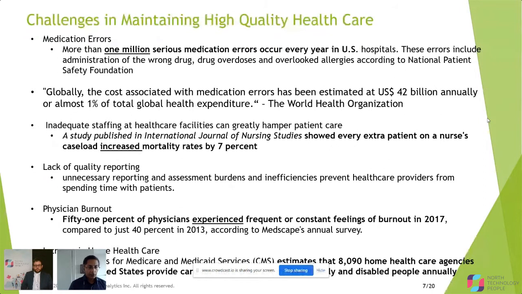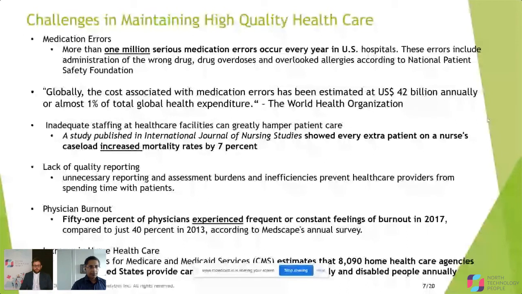Inadequate staffing. We know that the healthcare system is inadequately staffed. Quality, we talked about. I mentioned physician burnout. Physicians are working 120%, 110%, if not more, dealing with a lot of different patients, a lot of different portfolios. How can they spend time on you? And of course, home healthcare is also important. Nurses are coming to your homes and taking care of you at home, because we're all getting older. Okay, so those are some of the key challenges.